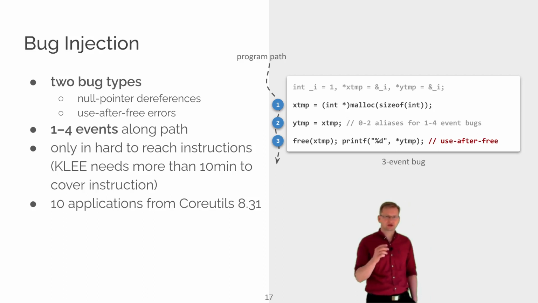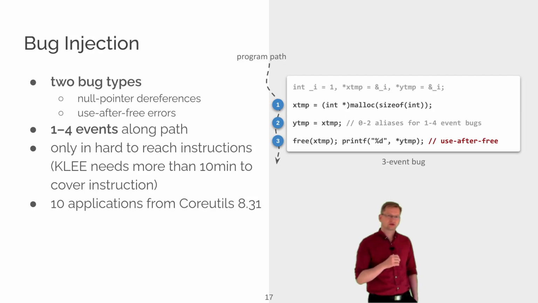A use after free error can be seen on the right and is similar to the pattern I showed you in the example. It contains two pointers, one gets initialized, the other one becomes an alias. After freeing the original pointer, the alias gets illegally dereferenced, possibly causing a crash. If all those instructions for an error are placed in a single source code line, we call it a one-event bug. If the instructions are spread over several source locations, we call it a 2, 3, or 4 event bug, respectively.